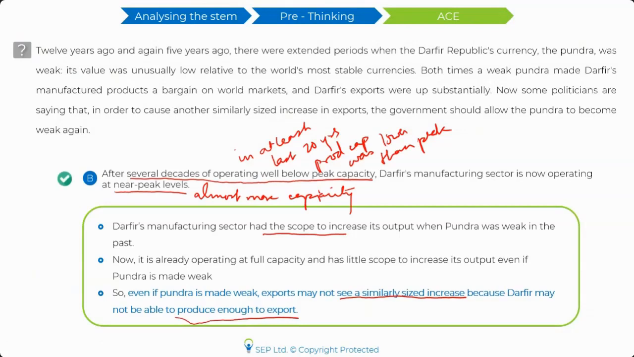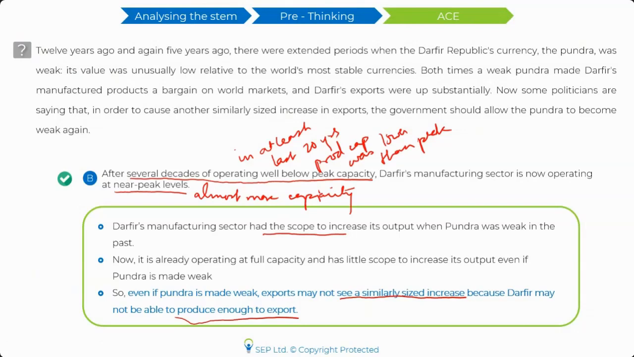Now look at it for a moment. Now, I am going to ask those of you who did not choose B, those of you who did not opt for B, are you clear why B is the answer? Are you clear why B is the correct answer?